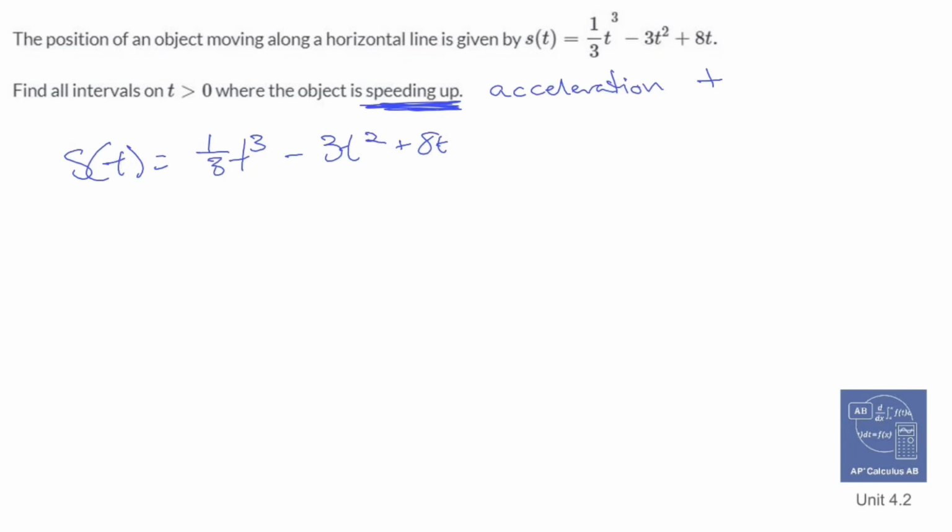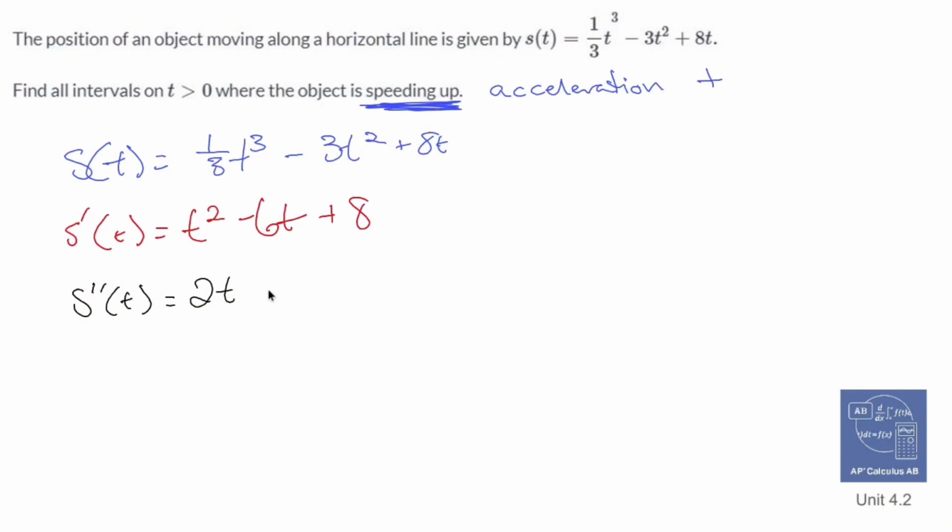So let's take the first derivative. s prime of t is going to have power rule, power rule, power rule. So drop down the 3. A third of 3 is, well, 1, sorry. And that leaves me with t squared. Drop down the 2, minus 6t, get rid of the t, plus 8. That's the first derivative. That's velocity. That's not what I want. Second derivative is going to be 2t minus 6, nothing else.